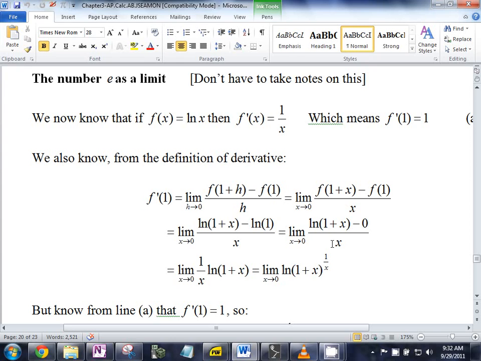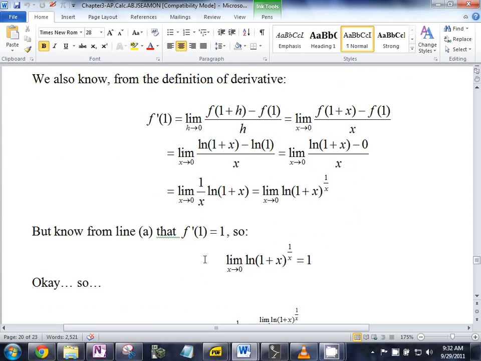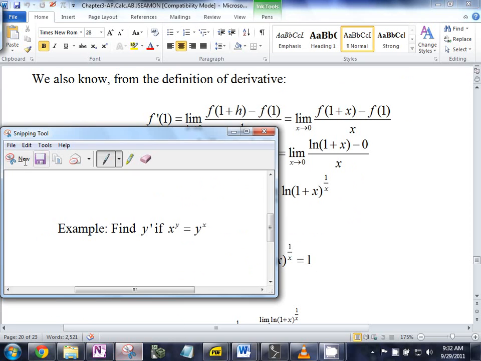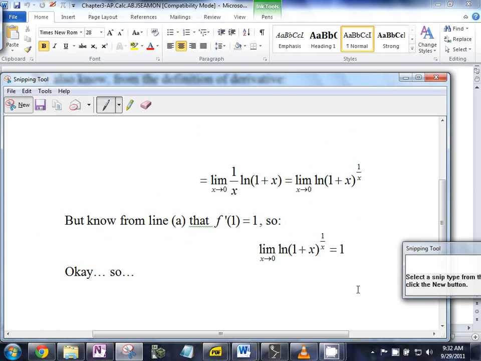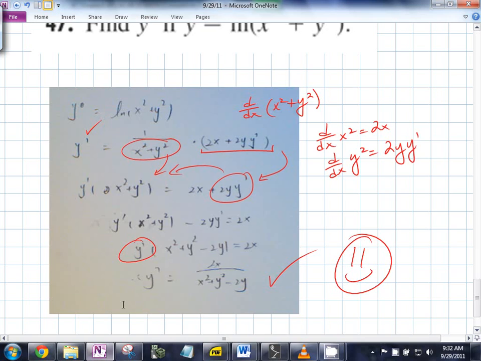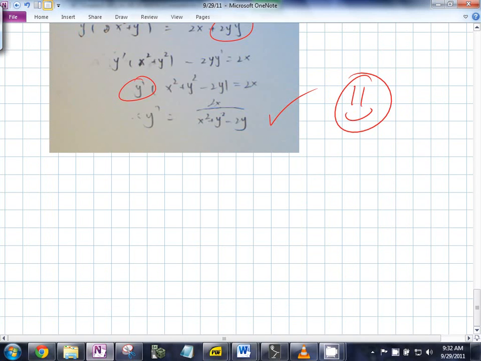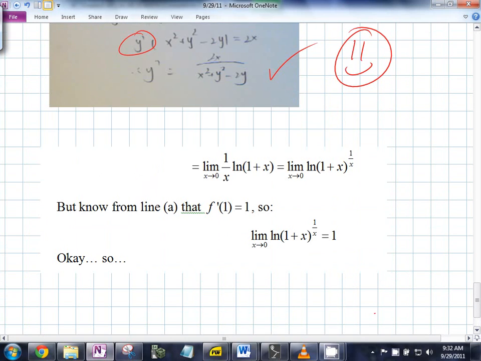Now this right here is the important part. This is the key to it. Are we okay with where we are right here? What does that equal? That is f prime at what point? That's f prime of 1. So we know that the limit as x goes to 0 of ln of (1 plus x) to the 1 over x is equal to 1. That doesn't seem like it matters, but it does.